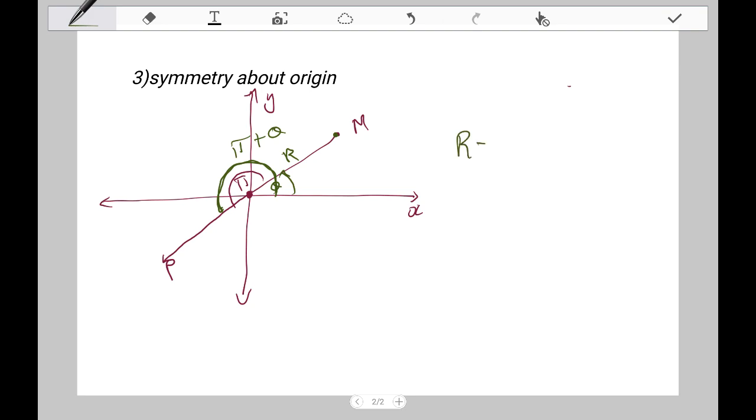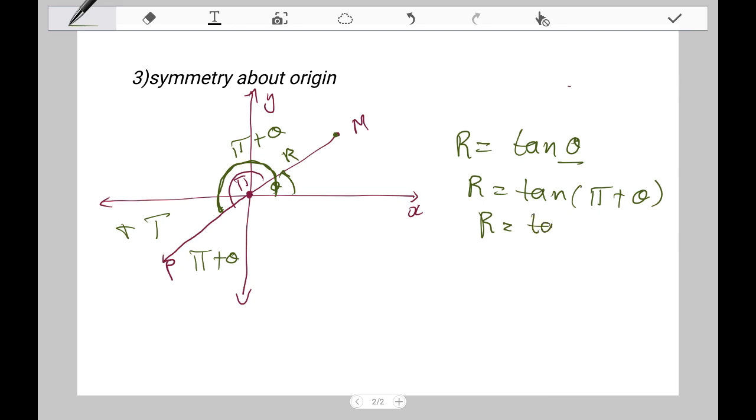So let's say you have r is equal to tan of theta. To examine whether this equation is symmetric about the origin or not, you have to replace theta with pi plus theta. So r is equal to tan of pi plus theta, and pi plus theta is found in the third quadrant, where tan is positive. Therefore r is equal to tan of theta, which is the same as the original one. So the initial equation is symmetric about the origin.